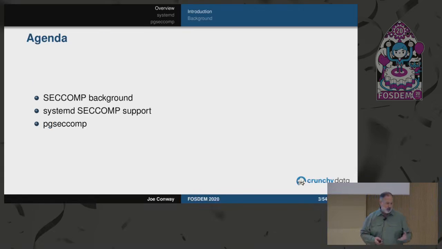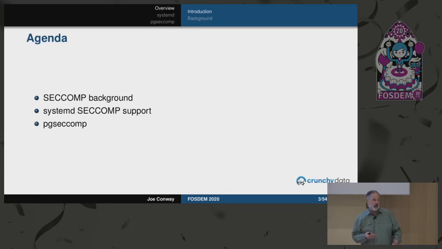So what we're going to do today is talk a little bit broadly about SECCOMP. I'm going to show some example C code, just to give you a feel for how it works. And then I'm going to go into how you might use systemd to set up SECCOMP for a service, and then specifically for Postgres. And then I wrote an extension called pgSECCOMP, and so I'll end with that.